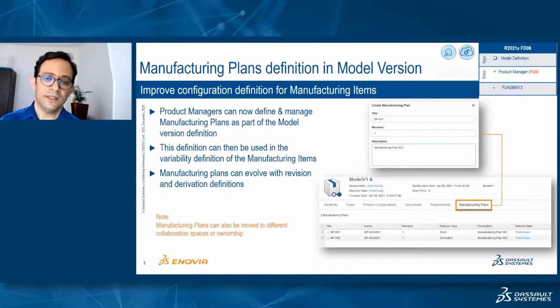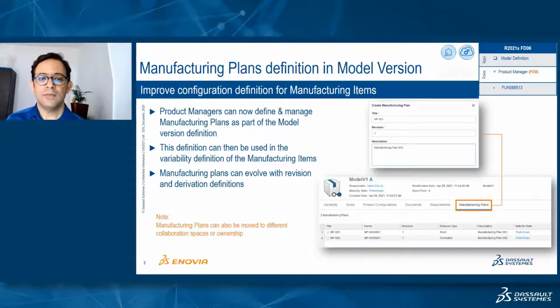Manufacturing plans can now be defined as part of the definition of the model version. So you can see here there is a new tab called Manufacturing Plans. And here we define all these manufacturing plans, which will be, let's say, the configuration criteria in the manufacturing bill of material. So these plans can be defined as the effectivity within the manufacturing definition in order to make decisions on how we are going to manufacture our manufactured items based on these manufacturing plans.